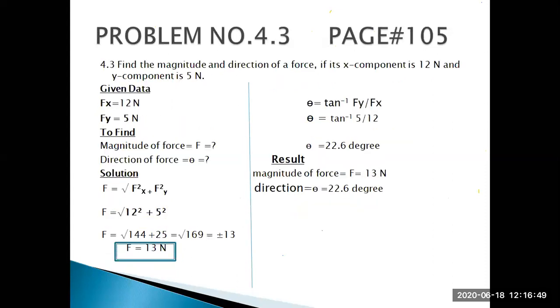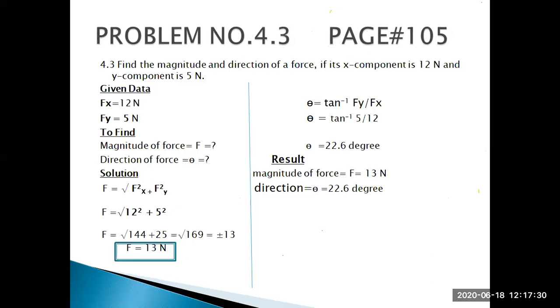Now the next problem is 4.3, which is also on page number 105. I read the statement of the numerical. Find the magnitude and direction of a force if its x component is 12 Newton and y component is 5 Newton. So this is the statement of numerical 4.3.